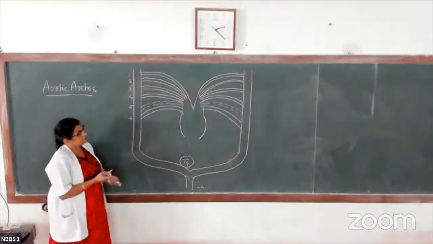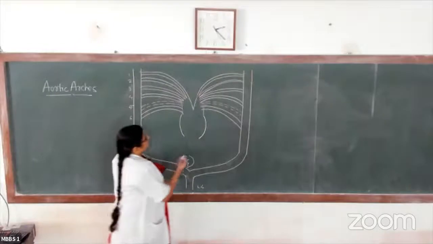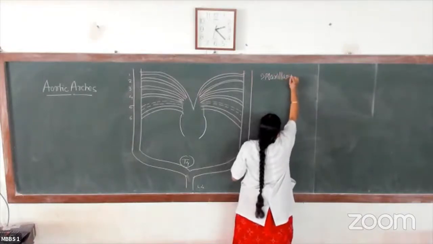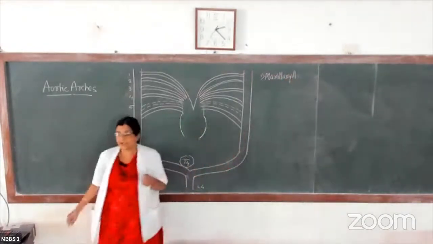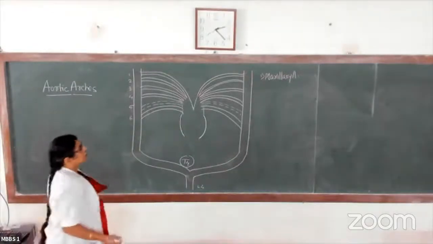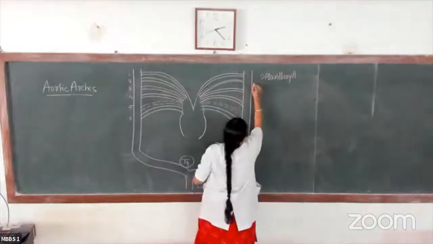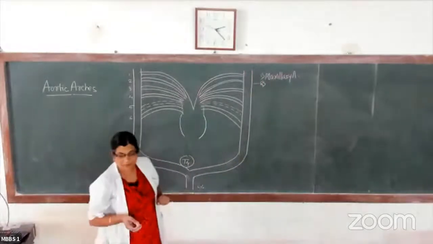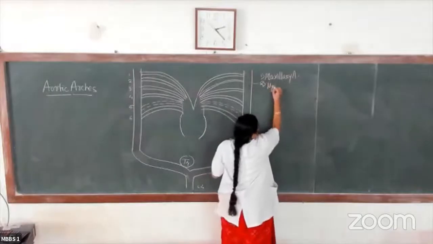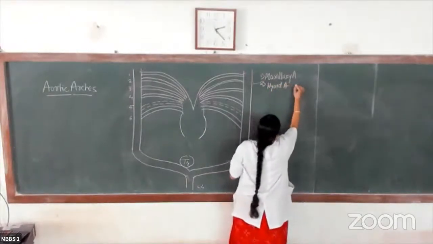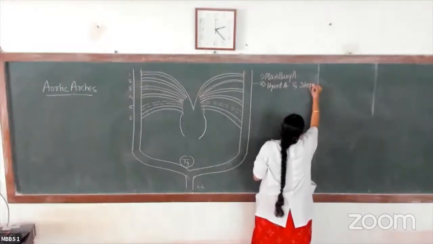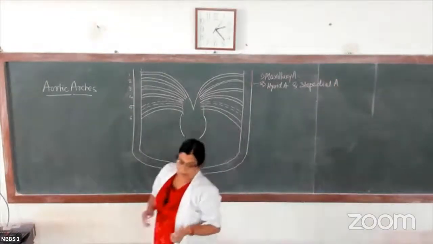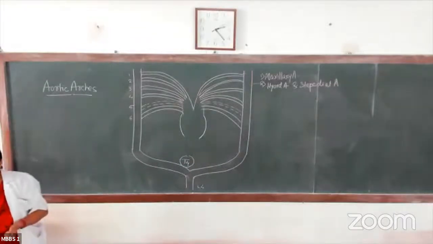Now coming to the first arch, this first arch develops and it forms the maxillary artery. So, the maxillary artery is derived from the first aortic arch. Now, the second aortic arch disappears on the 28th or 29th day of the intrauterine life and gives rise to the hyoid artery and stapedial artery. You will see these arteries afterwards when you learn about the head, neck and face.